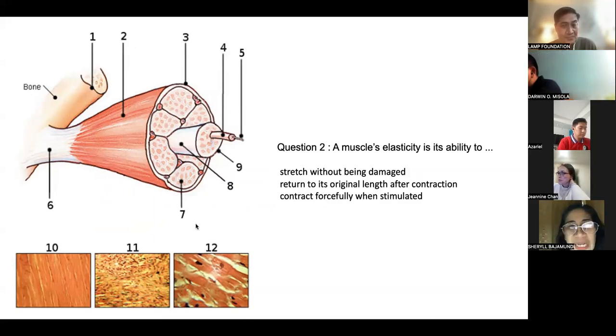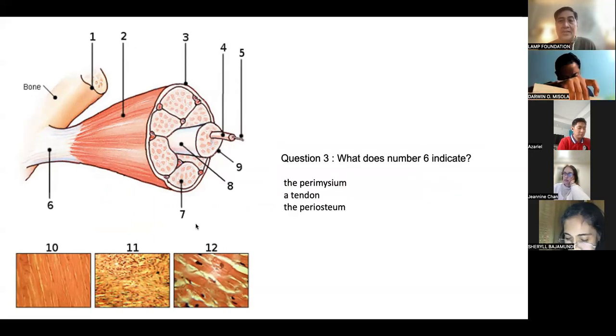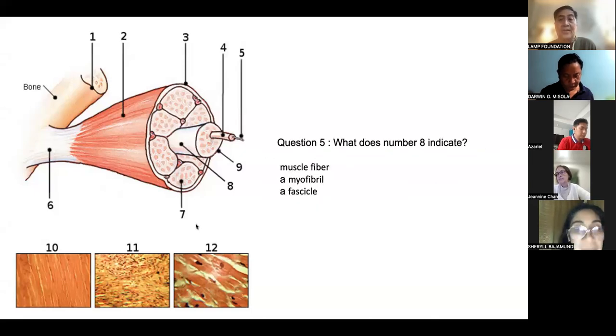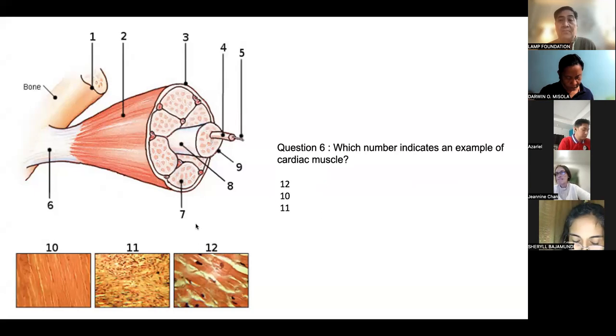Return to its original length after contraction. What does number 6 indicate? That's your tendon. An adductor is a skeletal muscle which will move a limb toward the midline. What does number 8 indicate? That's a fascicle. Which number indicates an example of cardiac muscle?